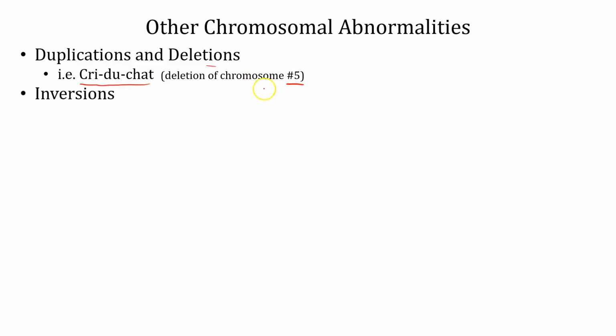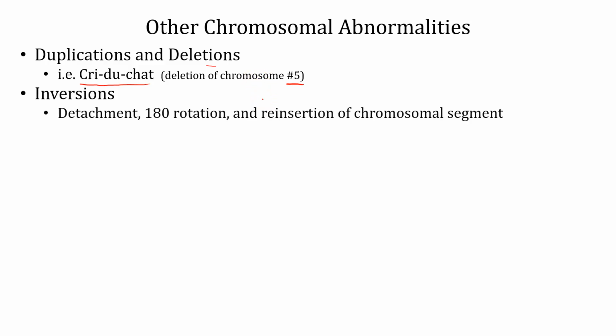Inversions are basically where a piece of the chromosome is going to break off. It's going to rotate 180 degrees and then reinsert back into its original chromosome. So let's say here's the chromosome and here's a little small chunk right here. Well, this could actually detach and then flip around so that this end is now over here, and then this whole thing can reinsert itself back into the original chromosome in which it came from. That would be called an inversion.